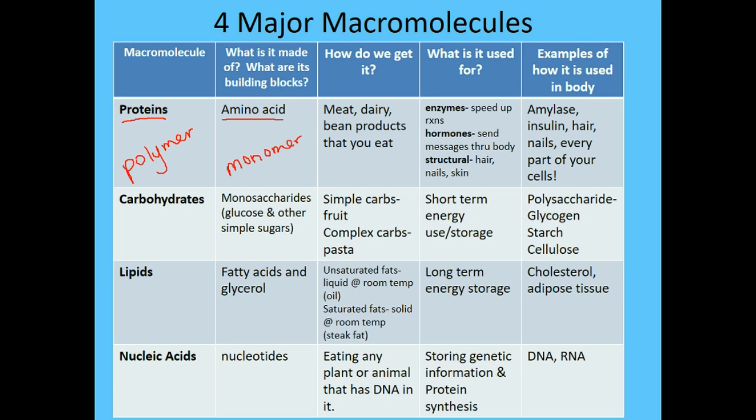Now, the other thing that's important about this is what do they do? Enzymes are types of proteins which help with chemical reactions. Hormones are like signaling proteins. Proteins can have a structural job. Basically anything in the cell that needs to be done can be done by proteins. The second macromolecule we're going to talk about is carbohydrates.